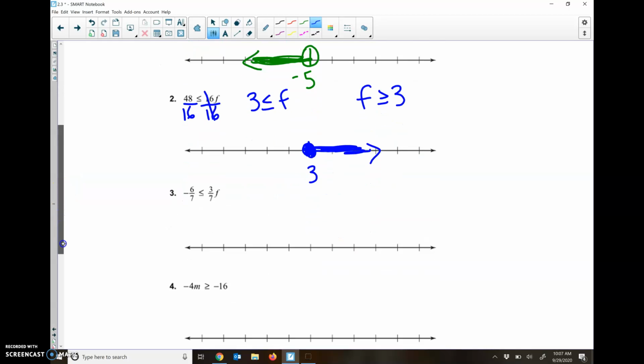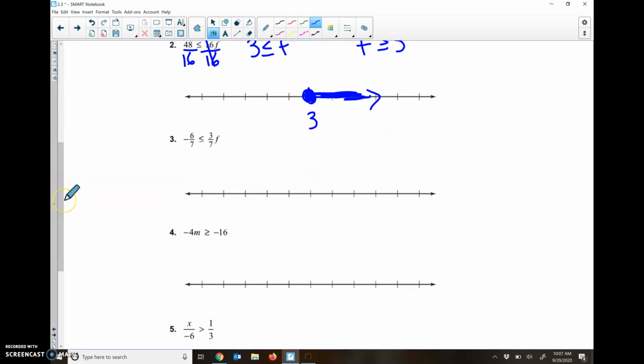Okay, I'm going to skip number 3 for a second, and let's look at number 4. So here, negative 4 times m, so I'm going to divide both sides by negative 4. And here's the trick. So I divided both sides by a negative. So it was a greater than sign. I'm going to flip it to a less than or equal to sign. Negative 16 divided by negative 4 is a positive 4.